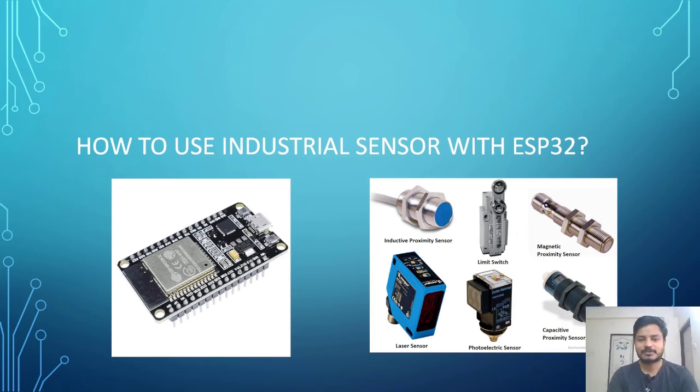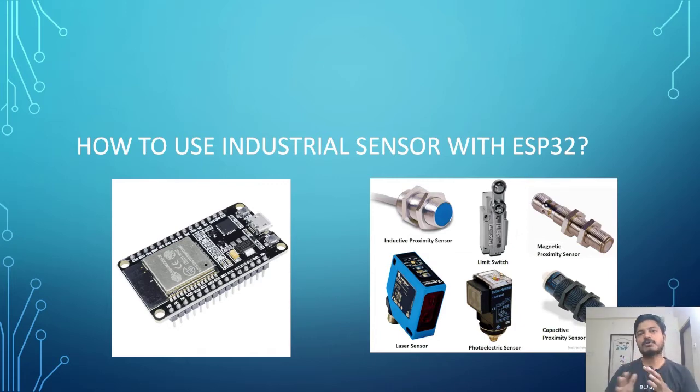I am Yogesh Bhavne. As you can see on the screen, today's topic is all about how we can use the industrial sensor with the ESP32 board. This is going to be an interesting topic, because in industries there are different kinds of analog input and output available. Now, what are those analog inputs and outputs available in the industry? We'll see that as well.